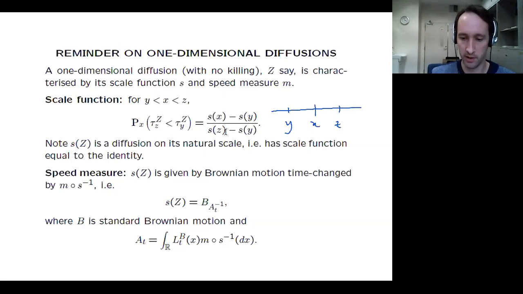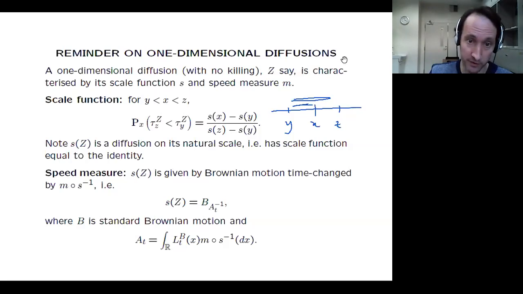So we just kind of measure the distances in some sense from X to Y there and from Z to Y there. We look at that ratio, but not in terms of the Euclidean distances, in terms of the scale function here. And so, of course, in Brownian motion, the scale function's just the identity, and we can put any diffusion on its natural scale by just applying the scale function to it. Okay, so that's the role of the scale function.